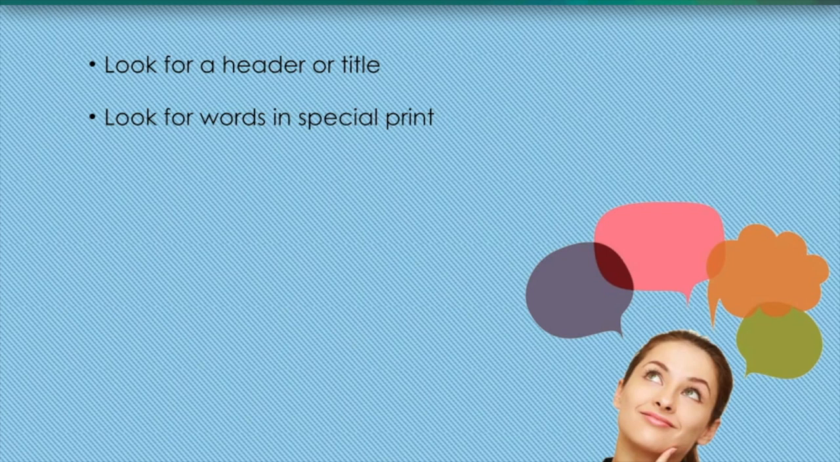Now, let's look at some of the strategies to determine a topic of a paragraph. What you need to do is, first, look for a header or a title. This pretty much tells you what the topic of the paragraph is about. Second, look for words that are in special print. The writer can decide to italicize, underline, or bold the words or phrase, or perhaps the writer can use a different color from the rest of the text to highlight it.